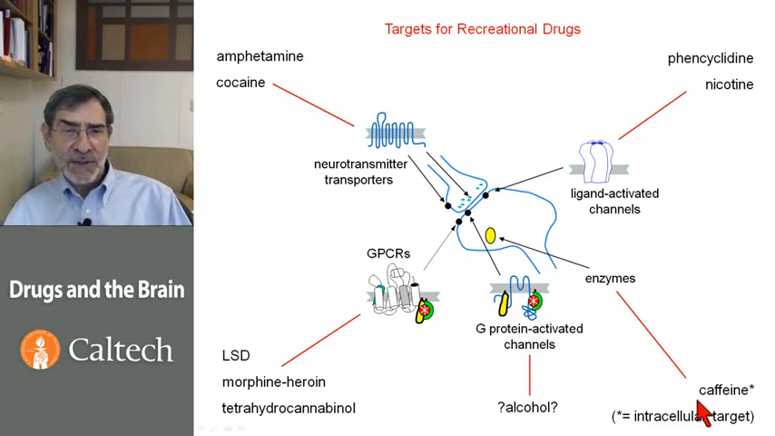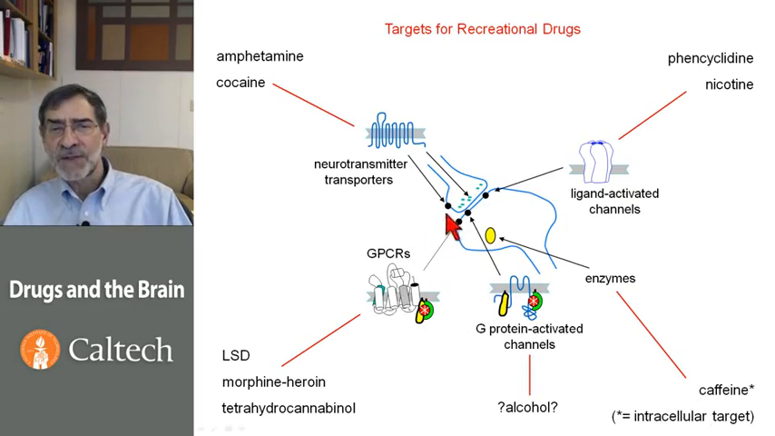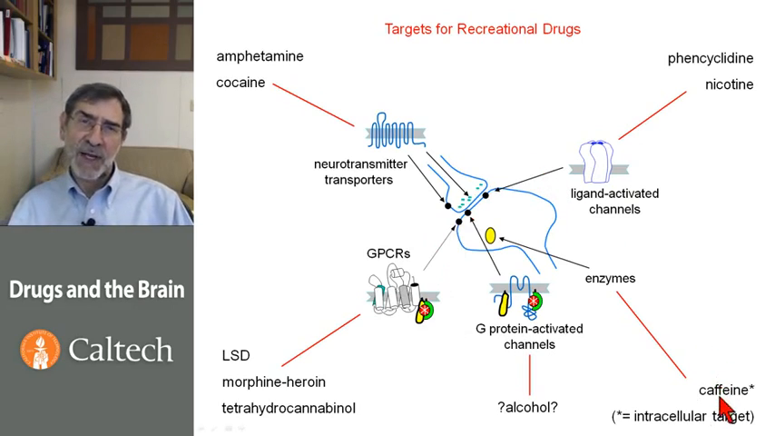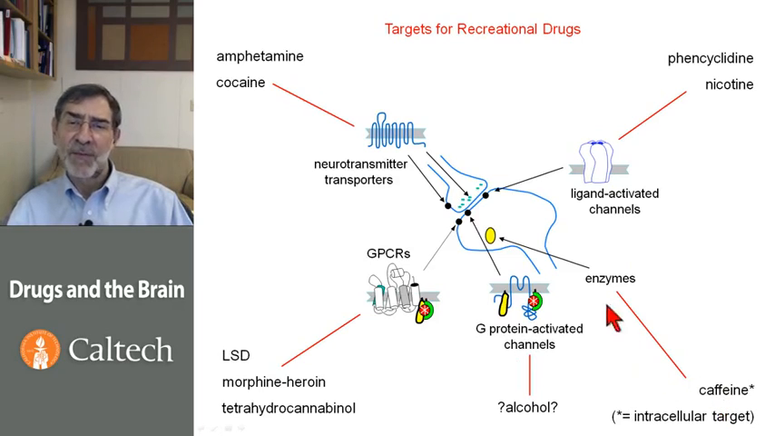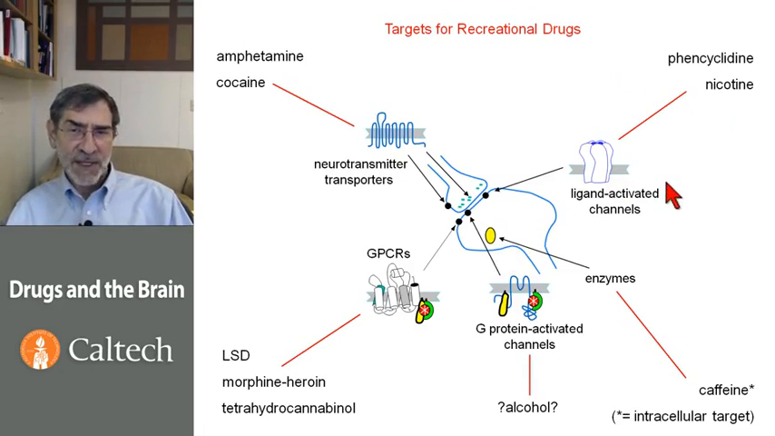Most of these drugs are so effective because they're acting on molecules expressed on the surface of neurons. Caffeine does act on a GPCR, but its main and most general action is on an intracellular enzyme, as we've seen. Phencyclidine and nicotine act on ligand-activated channels. So let's do the details now.